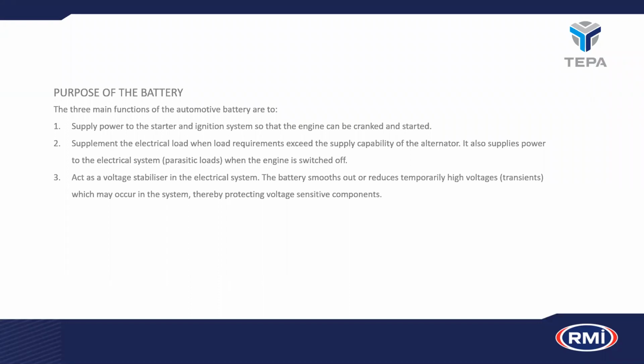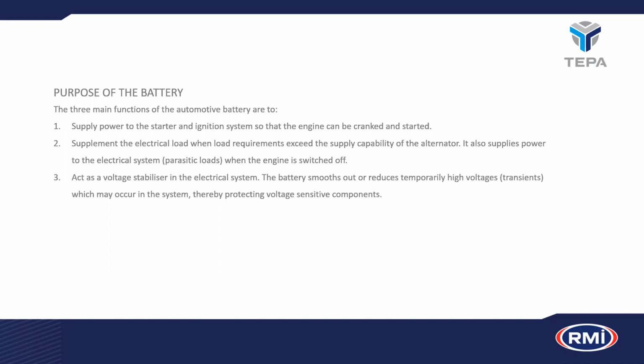So the purpose of the battery, it has three main functions. Obviously to start the vehicle and to provide the ignition system with power so it can be cranked and started. The second is to supplement the electrical load when load requirements exceed the supply capability of the alternator. So it also supplies loads to the electrical system, the parasitic loads when the engine is switched off. I'll talk a bit about parasitic loads right at the end of this presentation, just to bring that into perspective, and because it's one of the main problems that we often have with batteries in the market.